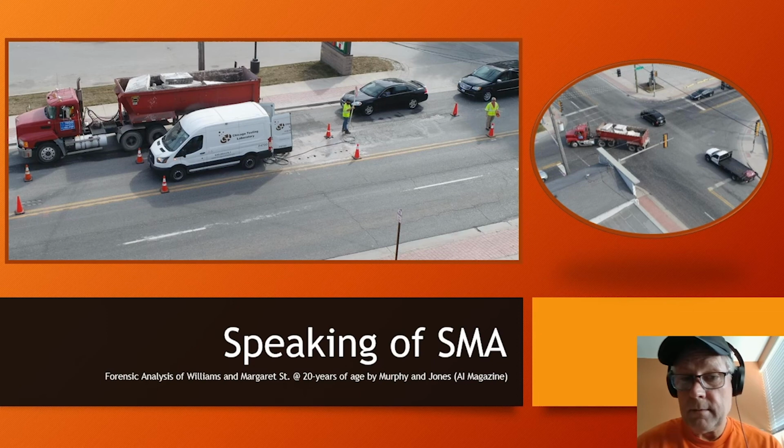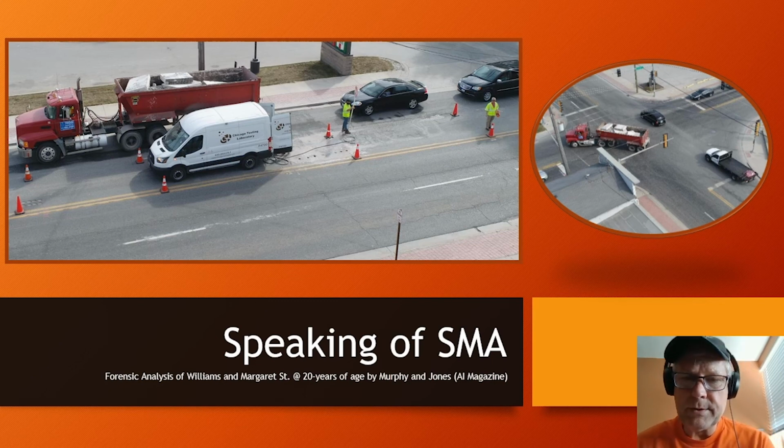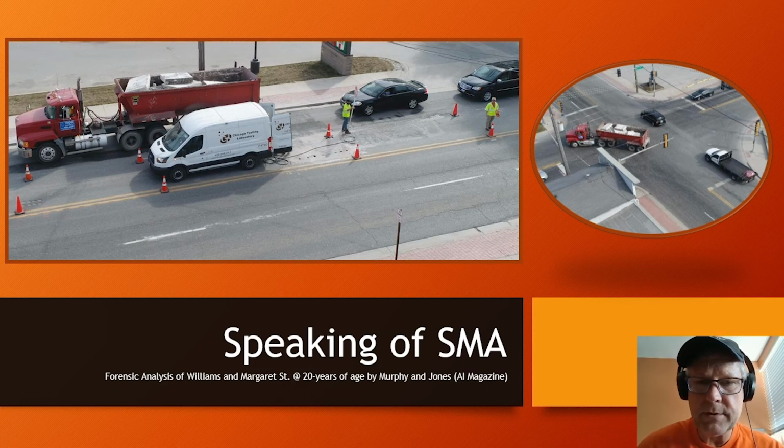This is forensic work done after 20 some odd years of stone matrix asphalt being installed at the intersection of Williams and Margaret. It was a mixture that had no recycle. It was a 12.5 stone matrix asphalt, very high asphalt content, 2-inch surface course of slag, 2-inch binder course of dolomite, and they took samples and tested it, and the product is so good that it almost meets criteria for new asphalt in today's society. So it has really done extremely well.